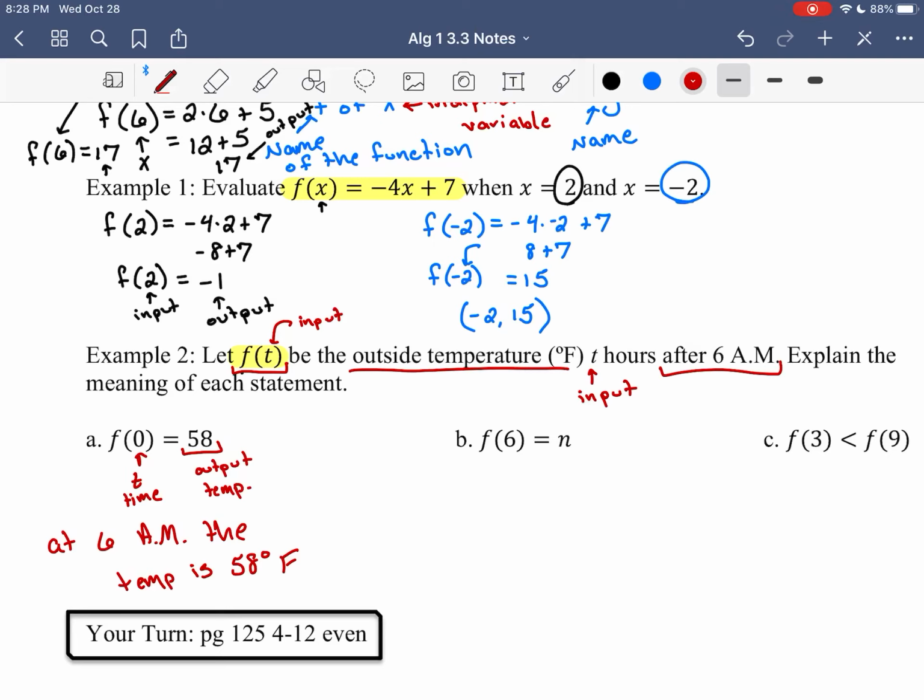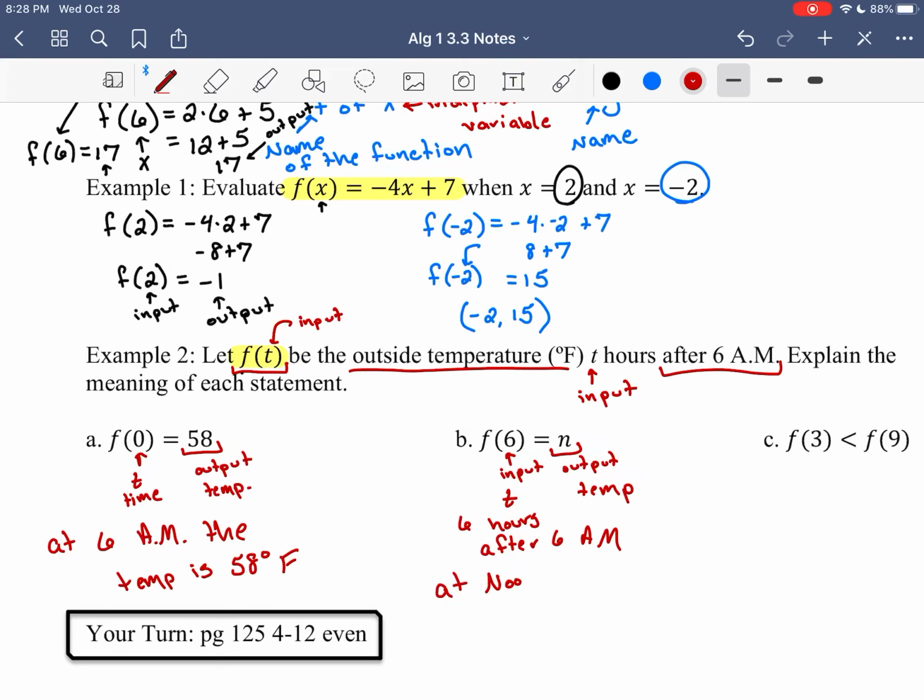Okay, next one. So again, here's my input. That's my t. This is my output. That's my temp. Okay, so input 6 hours. So here we're at 6 hours after 6 a.m. Well, 6 hours after 6 a.m. would be 12 noon.